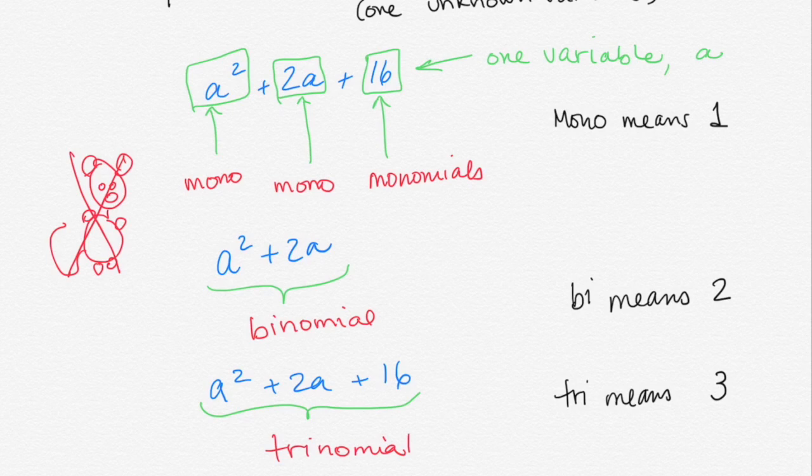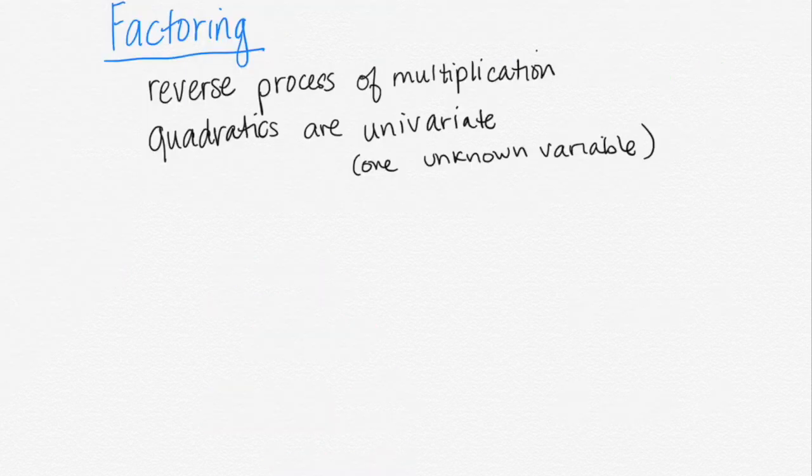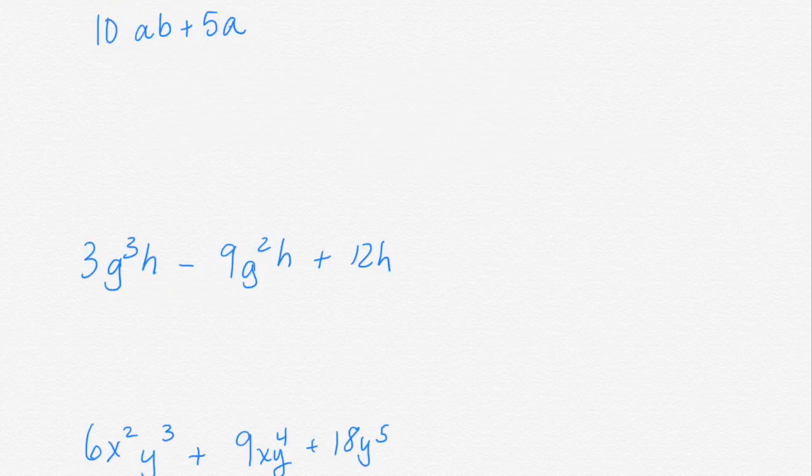Now, however many terms are in your expression, they're going to be united by some sort of operation, and most of the time it's going to be adding or subtracting. So when we are thinking about factoring these expressions that have more than one term, in this example I have 10ab plus 5a. How would I go about factoring a binomial like this? But before we get there, the most important thing you can do is identify what type of expression you're dealing with. How many terms are in this expression?